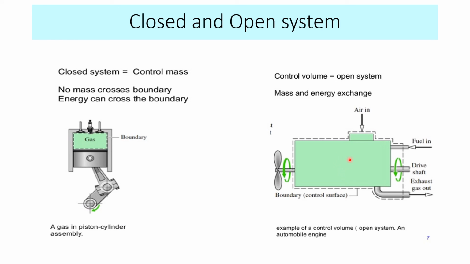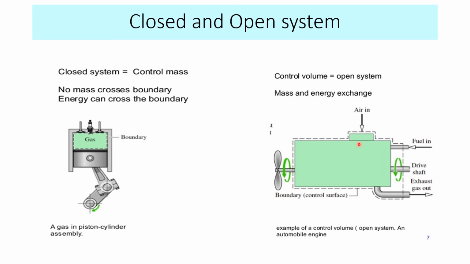You can see here it is for control volume, also called the open system. Here both mass and energy exchange take place. Here fuel is entering, the combustion of the fuel takes place, it performs some work in the automobile engine and the exhaust gas goes out, that is, mass is entering and mass is going out also.